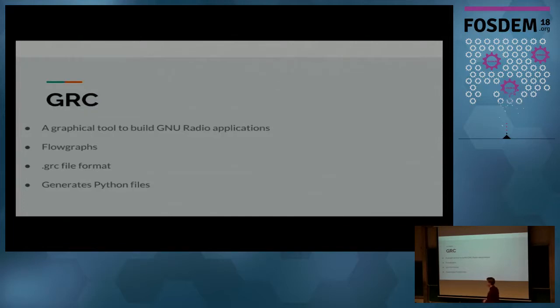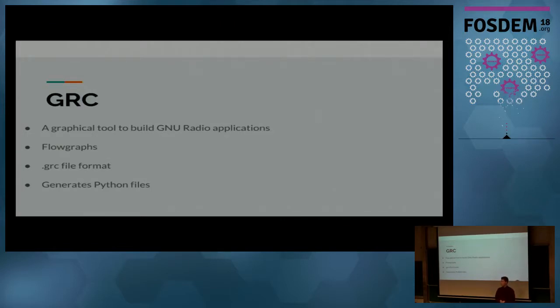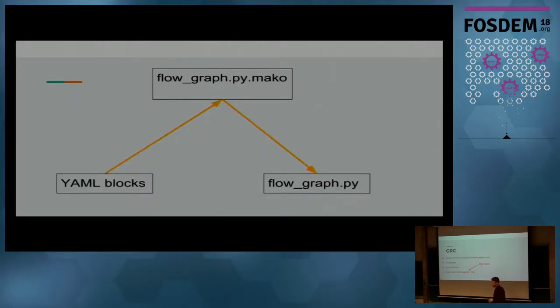So, GRC is a graphical tool to build applications with GNU Radio for SDR or DSP. You create flow graphs. It has been demonstrated in several of the presentations today. I suppose some of you have seen it. It uses the GRC file format, which is YAML, and currently it generates Python files until now, because my task was to make it generate C++ files as well. So, I'm going to start by showing you how it works.